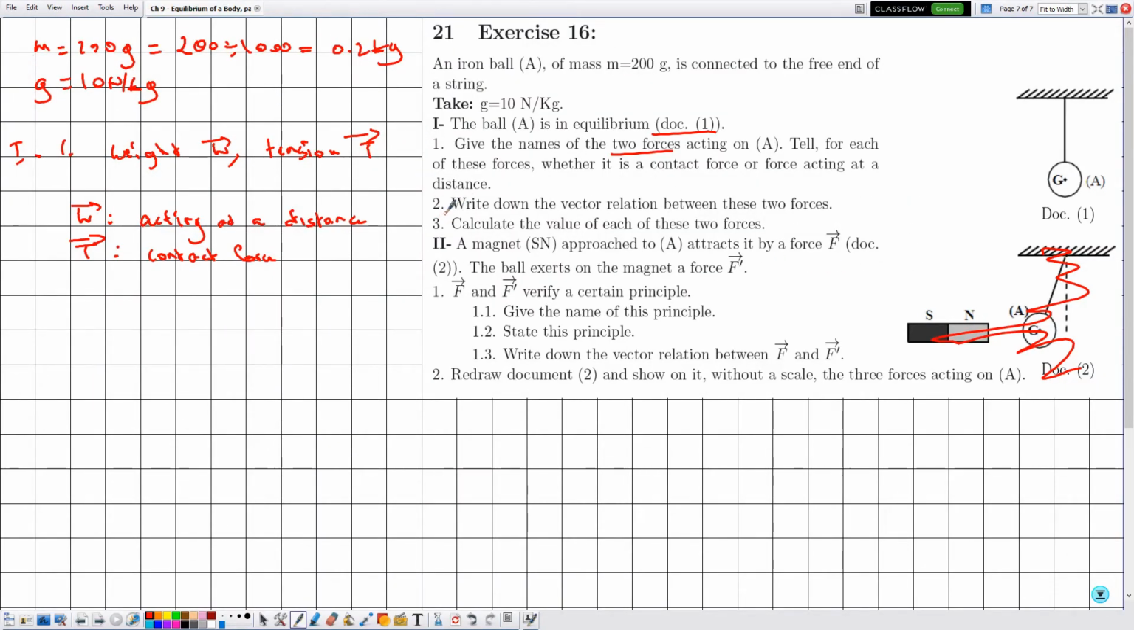And indeed, in number 2, they are telling me to write down the vector relation between these two forces. We have either the principle of interaction or the condition of equilibrium. In some sense they are similar, but here because they didn't mention anything about the interaction, we'll only use the condition of equilibrium. So as a title, we will write at equilibrium.